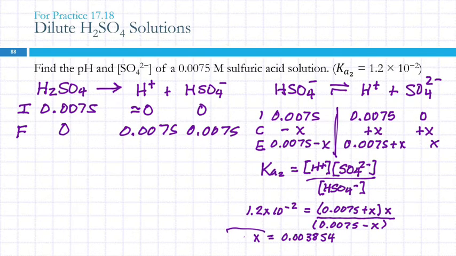So X equals what? The hydrogen ion concentration? No. It equals the sulfate ion concentration. And that was one of the questions, right? They wanted the sulfate ion concentration. So we'd probably do that as 3.9 times 10 to the minus 3.